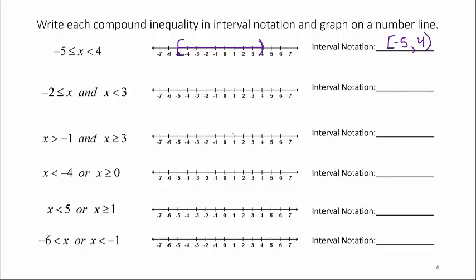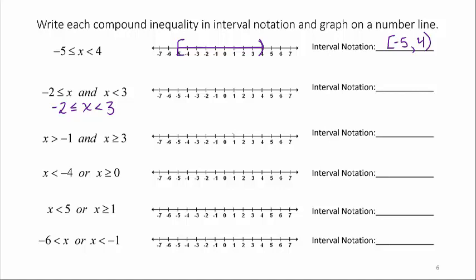Now in this next example, we have -2 less than or equal to x, and x is less than 3. So that's written out as an and statement. You notice that all of those inequalities are pointing the same direction, right? So if we wanted to, we could write this as a three-part inequality, as -2 less than or equal to x less than 3.